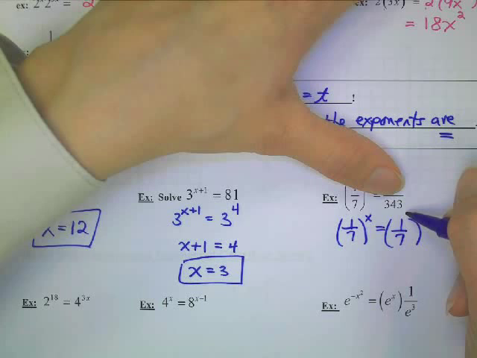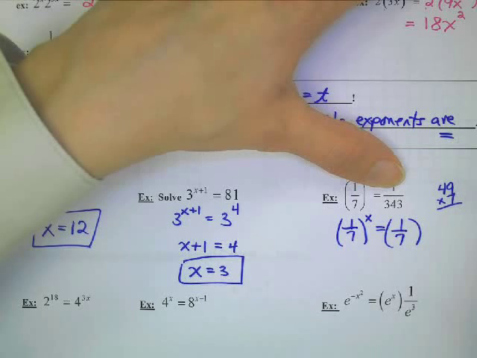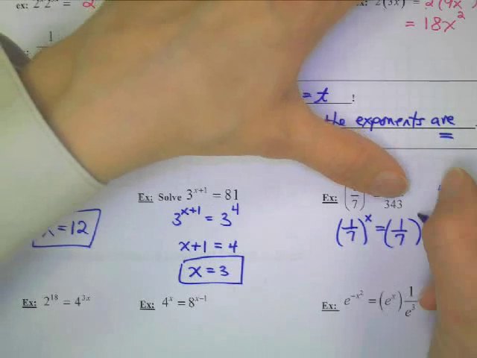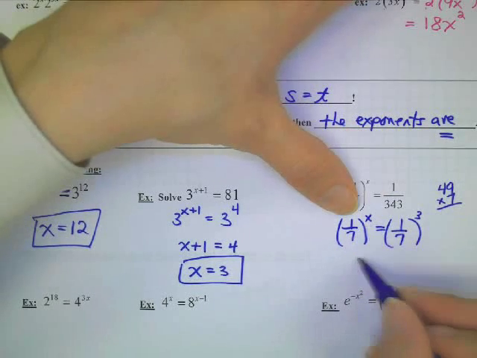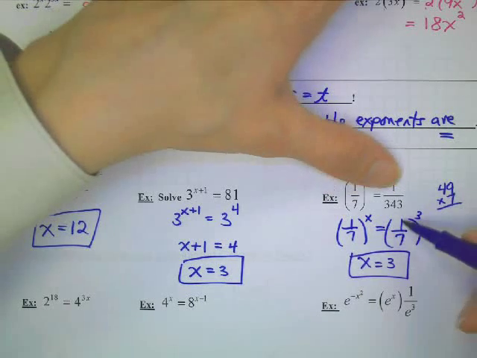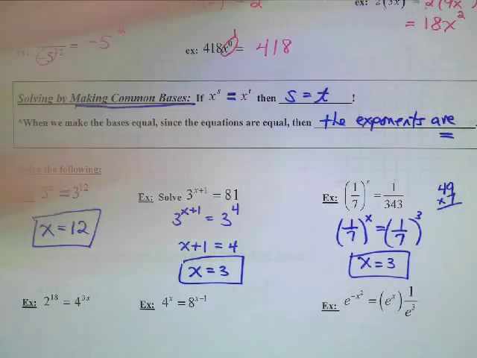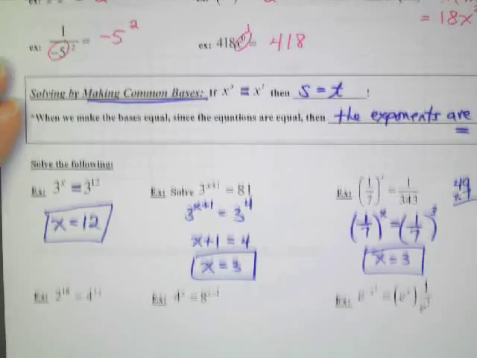Let's see. Is it going to be a power of 3? Is 49 times 7 343? Go ahead and try that and tell me yes or no. Yes? Okay, great. That means that x equals 3. So what we did there is 1/7 times 1/7 times 1/7 makes 1 over 343. So fractions are just tops and bottoms.